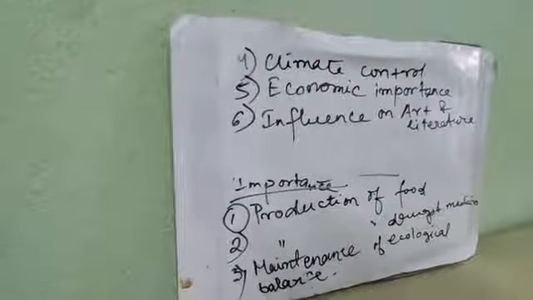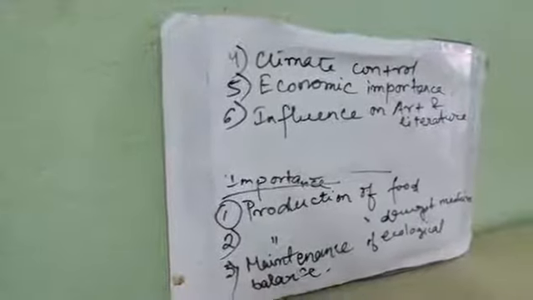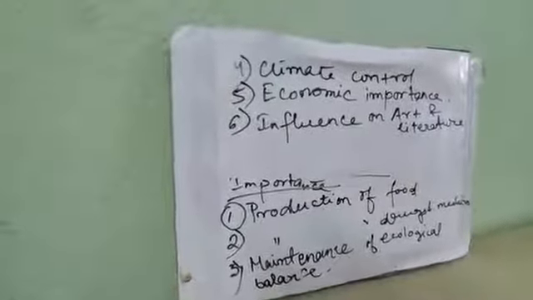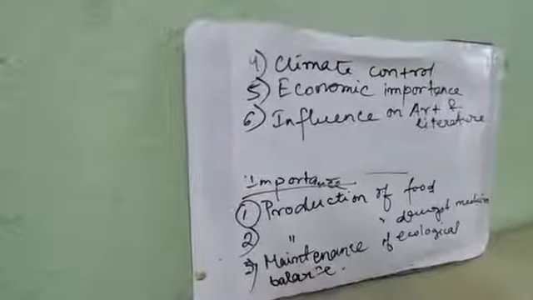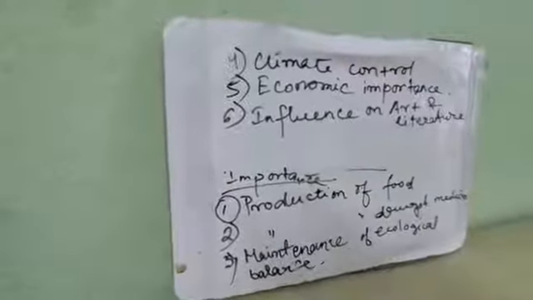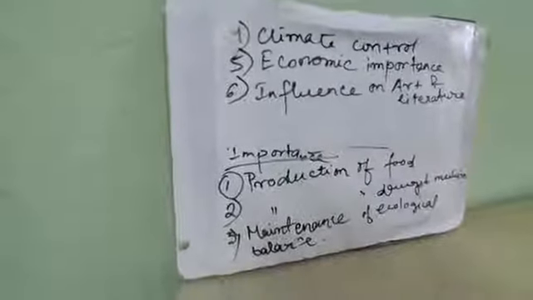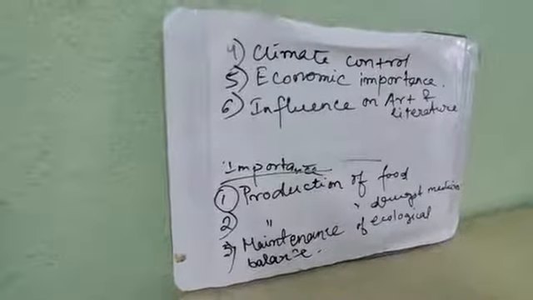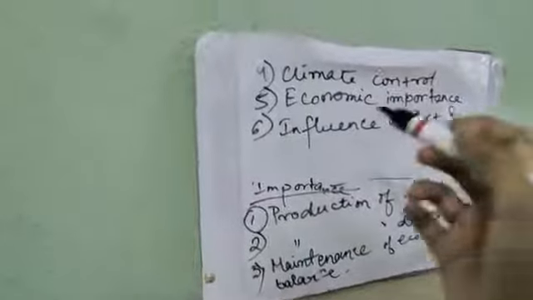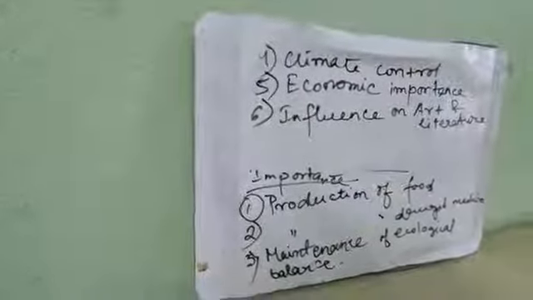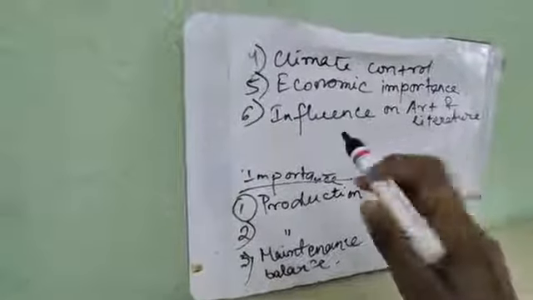See, various plants and their products, you have read in class 9 about resin, latex, tannin, gum. These are economically important. That means they can be economically sold. That means it is profitable to us. In this way it is economically important to us.